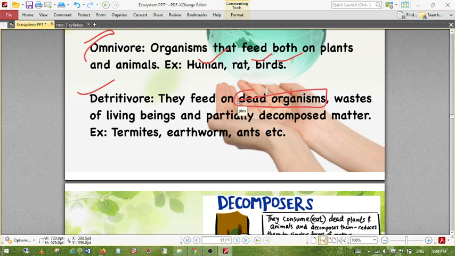So these are the primary, secondary, tertiary. In other words, production of food, second is distribution of food, and third is the recycling of nutrients by the decomposer. These are the main functions of the ecosystem.